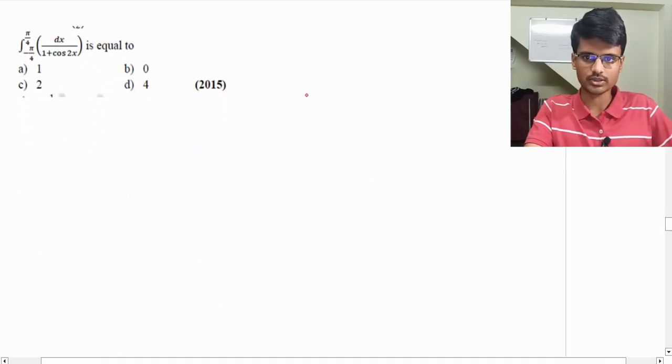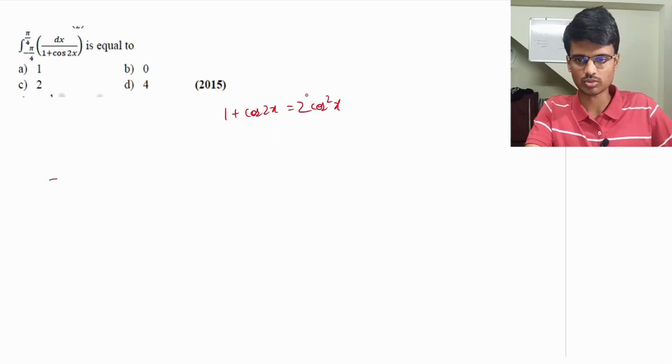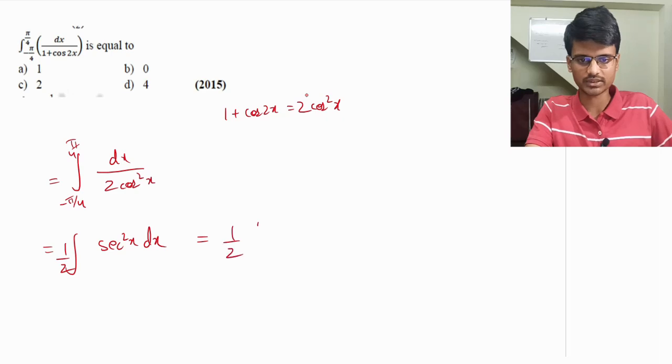1 plus cos 2x. What comes to your mind at looking at this? In our trigonometry we have learnt it is nothing but 2 cos square x. So let me check. If I substitute 2 cos square x in this, the integral from minus pi by 4 to pi by 4 of dx by 2 cos square x. What is 1 by cos square x? It is nothing but sec square x. The 2 comes outside. What is integration of sec square x? Simple, it is tan x.